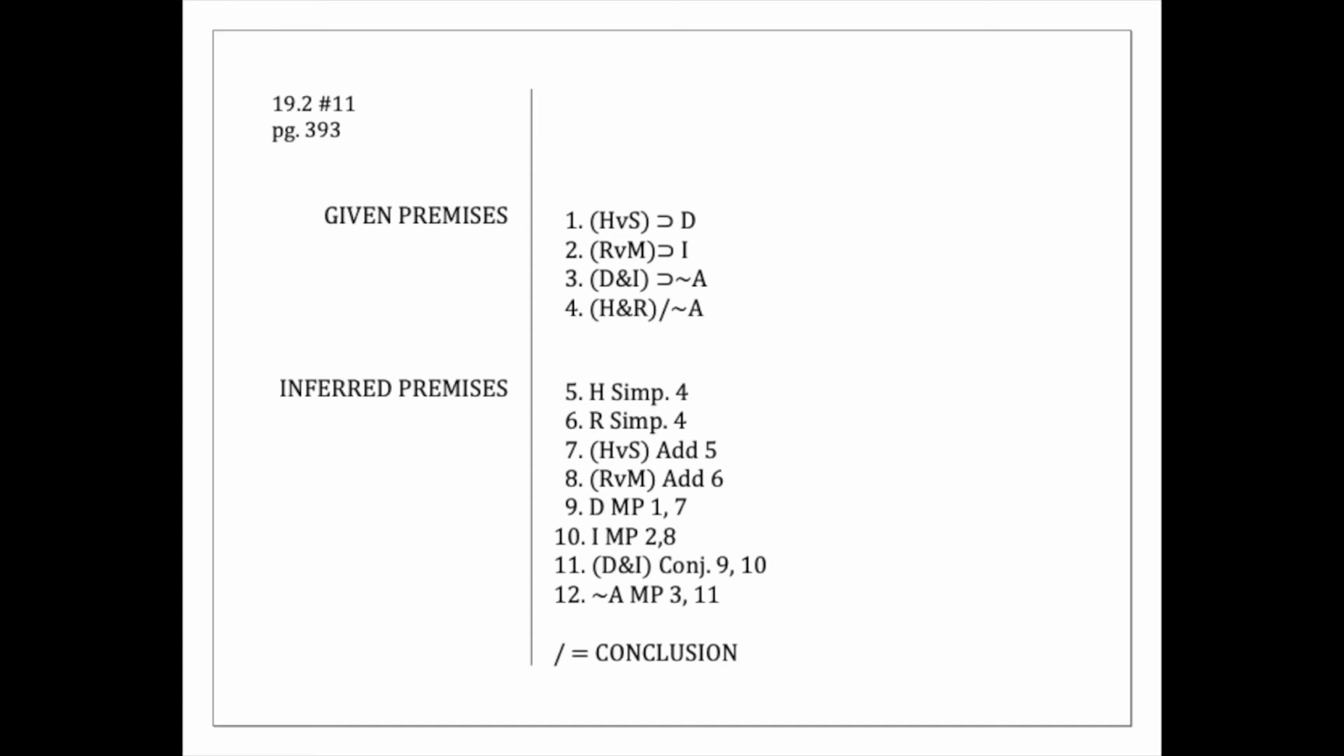Once we have inferred D and I by themselves in premises 9 and 10, we can infer the conjunction D and I. And once we have inferred the conjunction D and I, we can infer not A based on a modus ponens rule, 3 and 11. So I think this one is a really good example of how the new rules work together with the old 4 rules that you learned last week.